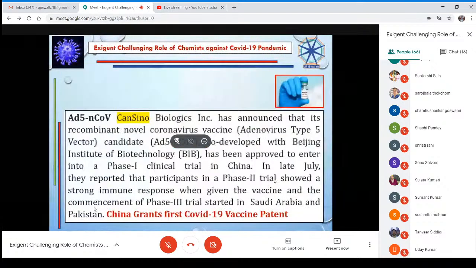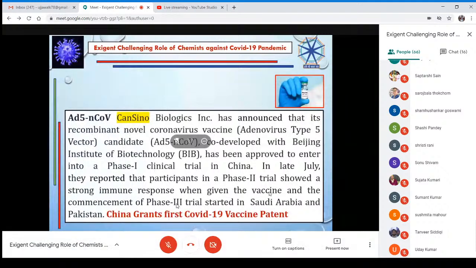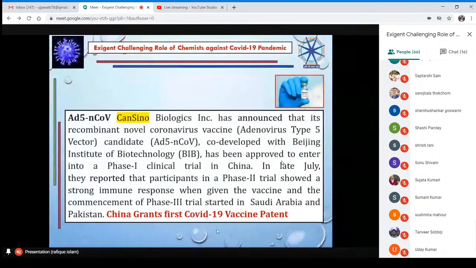But like Russia, China also granted the patent of this first COVID-19 vaccine in China to Cancino. We have already given the patent, but still the phase 3 trial has to be performed. So it's basically a dangerous thing because without the phase 3, if someone uses it, there may be some risk.